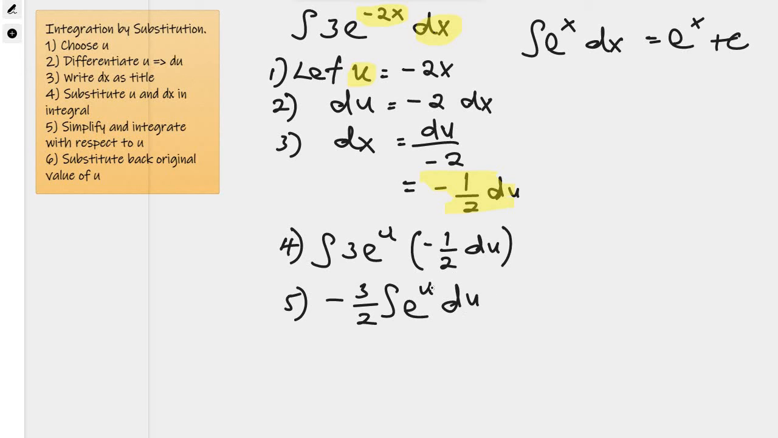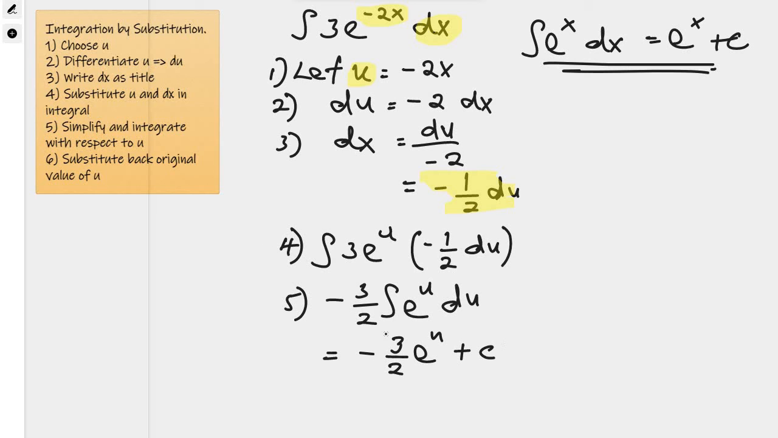So now you can see here, my exponent, I have the power to the function only with power of 1, and I don't have any number in front here. So I can apply these properties. I just changed my variable from x to be the u, so I get the same. e^u du, I will get e^u plus c. Therefore my answer is negative 3 over 2 e to the power of u plus c.